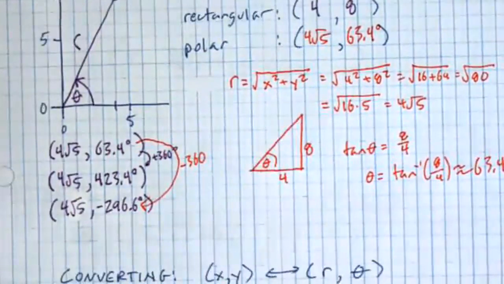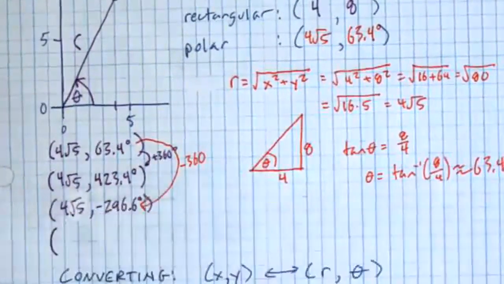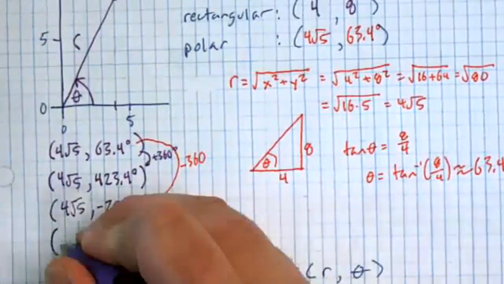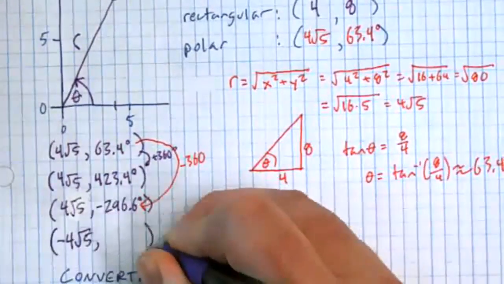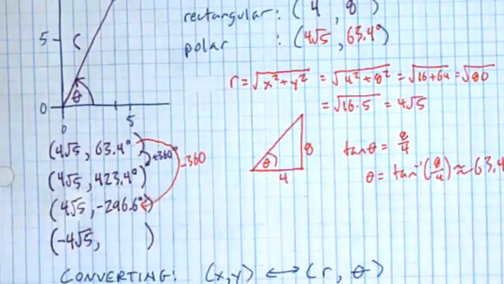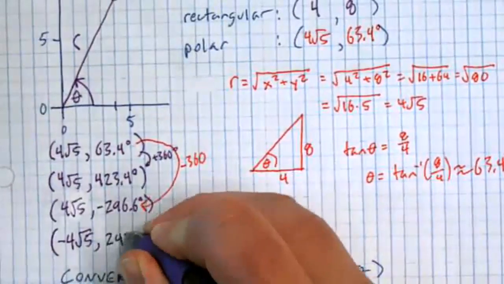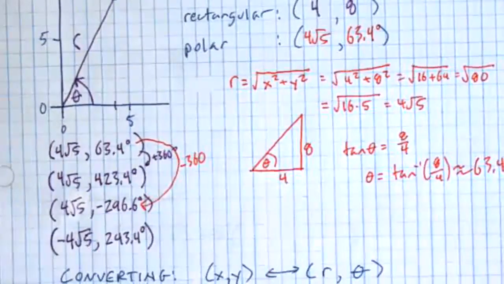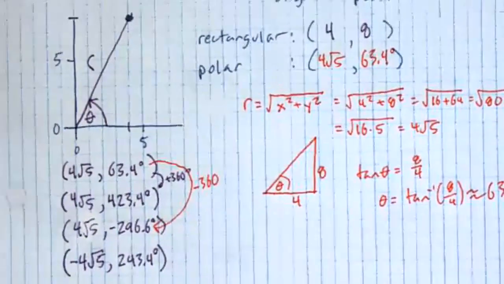All right, now there's another one. There's another way we could change this. I'm curious if anybody can find me the right angle for this. And there's more than one. What if I used for my r negative 4 root 5? You want to take a guess? 243.4. 243.4 is one correct answer.